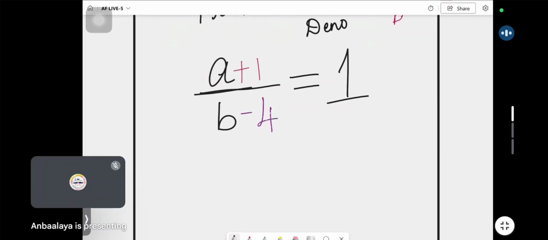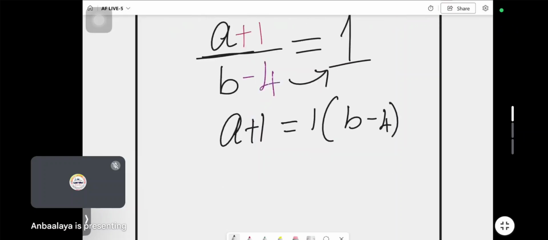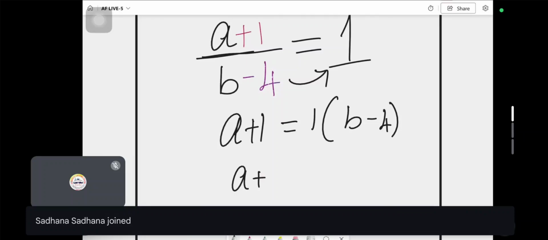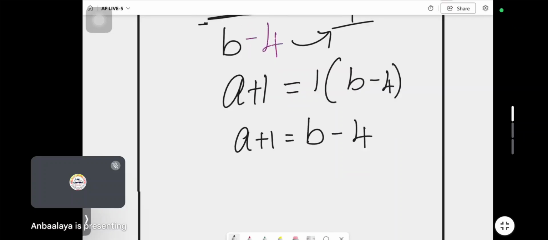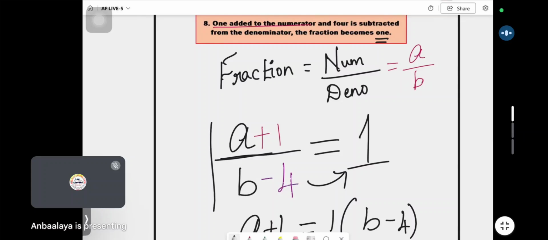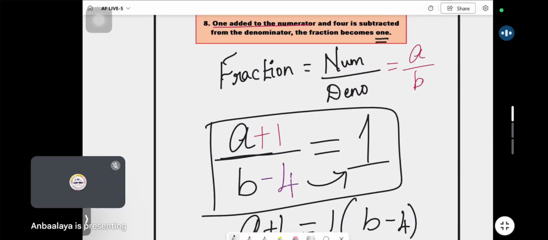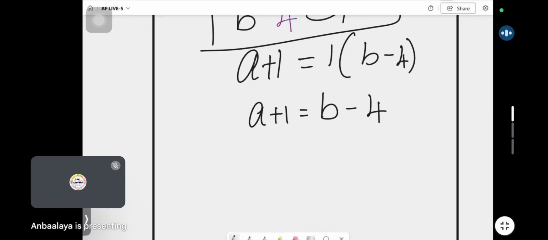Let's solve this also. So a plus 1 is equal to 1 into b minus 4. Listen, you can't solve up to this step. This is not a linear equation. We need to solve this, that's why I am solving here.